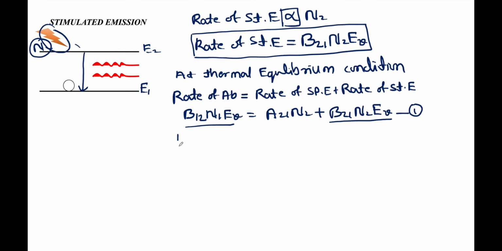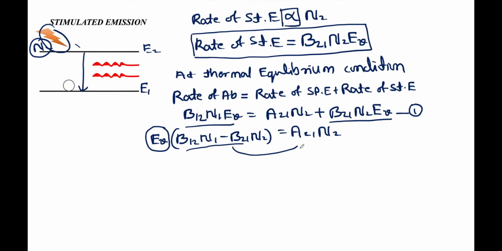Instead of that, we can directly write E nu as a common factor: E nu into B12 N1 minus B21 N2 is equal to A21 N2. Okay. So here we are trying to find out the energy density equation. This symbol indicates the energy density. So that's why we will send this to the denominator side.